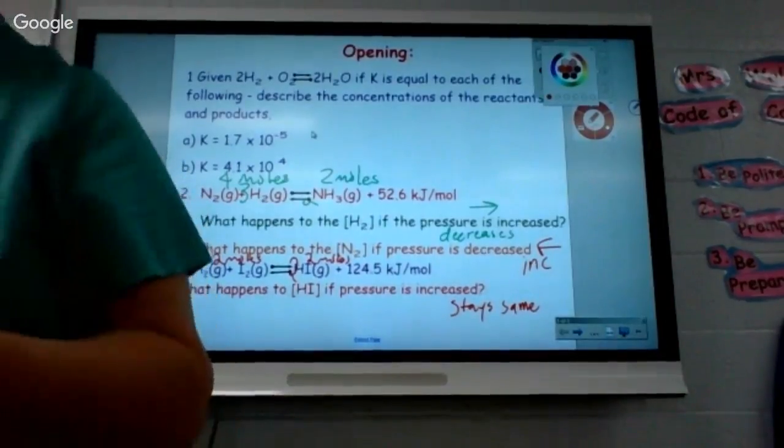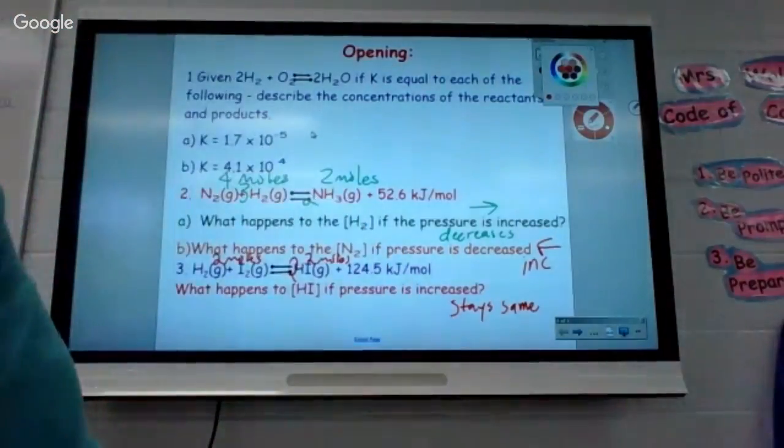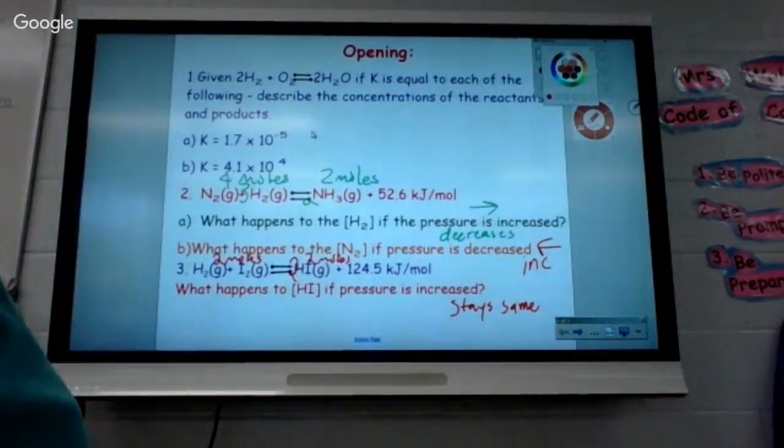All right, question number 1. This goes back to like number 1 in the opening. If K is equal to 1, which reaction would be favored? The forward, the reverse, or neither? Neither, because you'd have almost equal amounts of both. If K is very small, that's like saying it's much less than 1. So which reaction would be favored? Reverse. If K is much greater than 1, which would be favored? Forward.